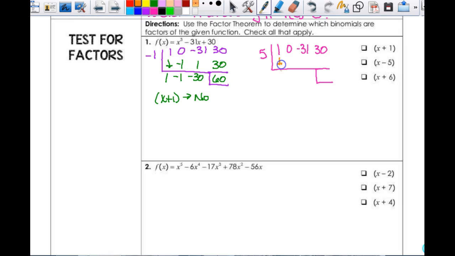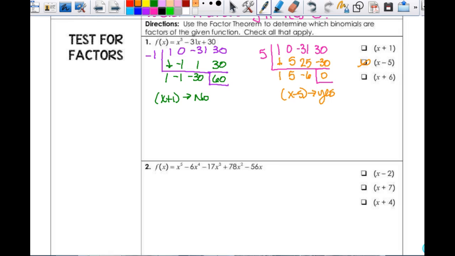So bring down my 1. This is 5, 5, 25, -6, -30, 0. So for x minus 5, is it yes or no? Yes. Okay, so it is yes, and we're going to mark that. Now when we go to test the next one, we're going to do a little bit different, okay? Because I don't need to divide it into the same thing.